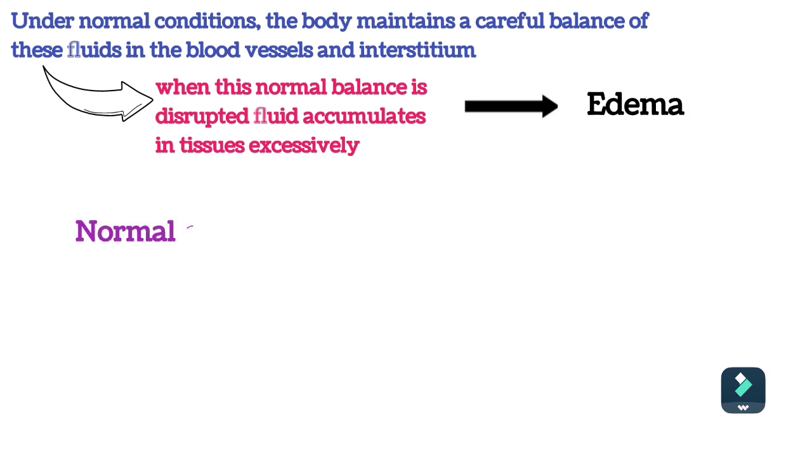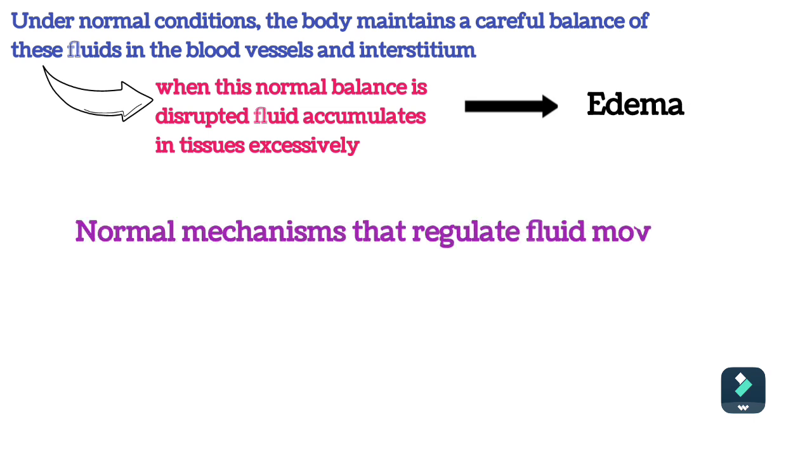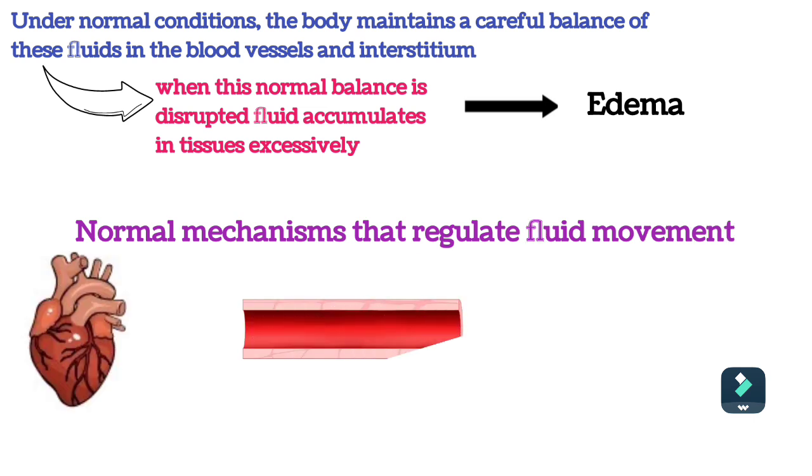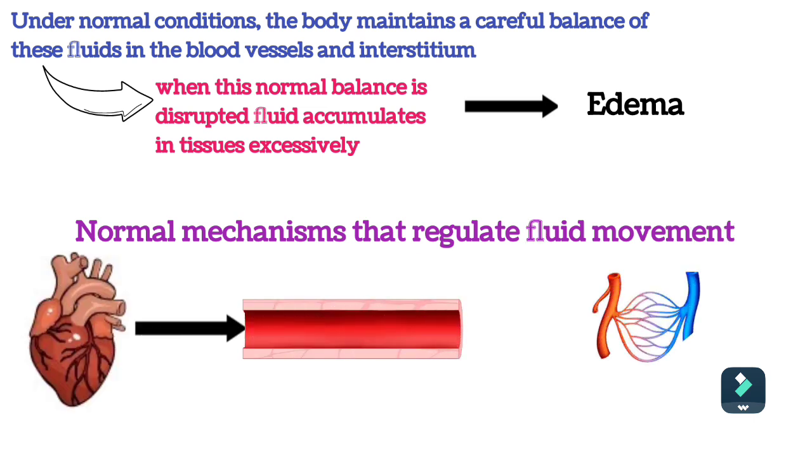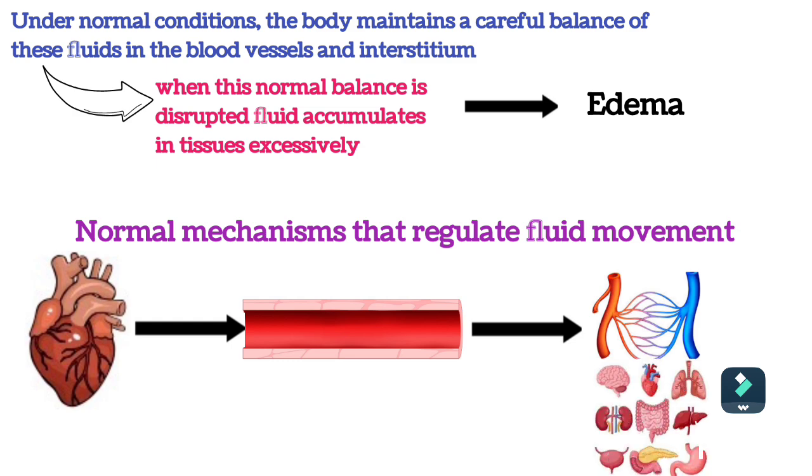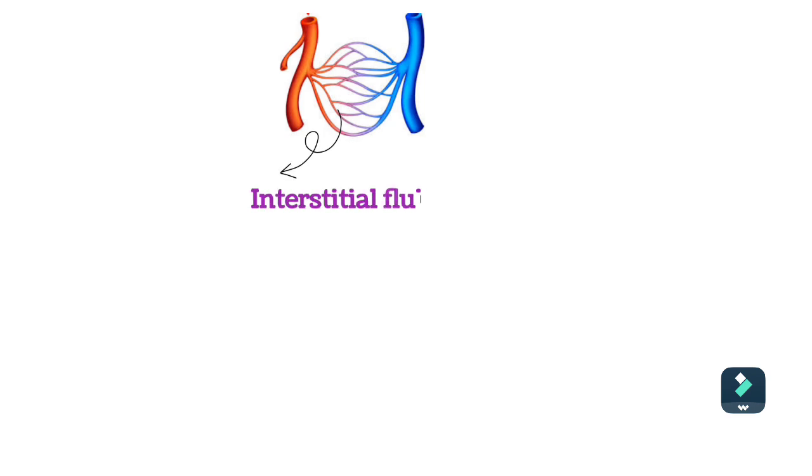Let's discuss the normal mechanisms that regulate fluid movement between the vessel and interstitium. Normally, the heart pumps blood into the arteries, and this blood is distributed through the arteries to the capillaries of all body organs. From the arterial end of the capillaries, a small amount of fluid leaks out. This fluid is called interstitial fluid, and this process of fluid leakage is called capillary filtration.